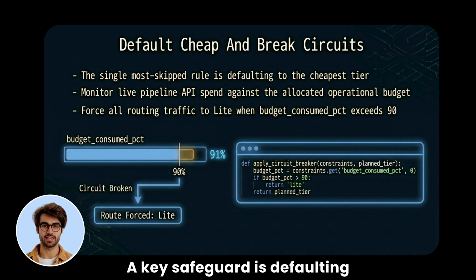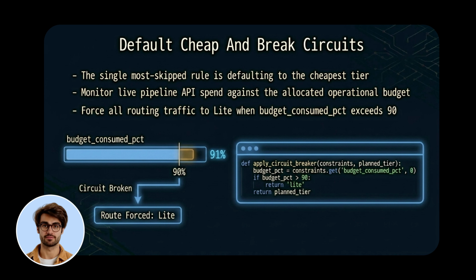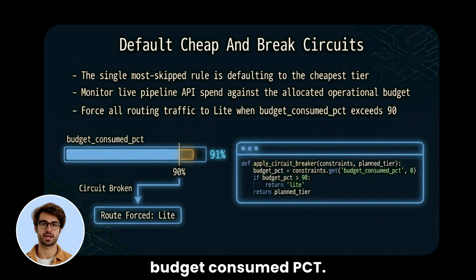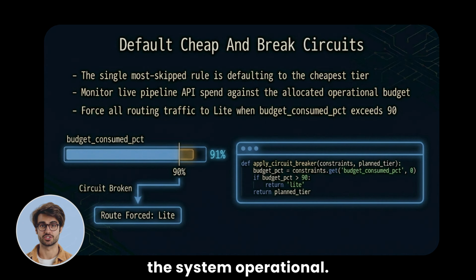A key safeguard is defaulting to the cheapest tier and enforcing budget circuit breakers. We continuously monitor budget-consumed PCT. When it exceeds 90%, we override the planned tier and force routing to Lite. This simple rule prevents runaway spend while keeping the system operational.